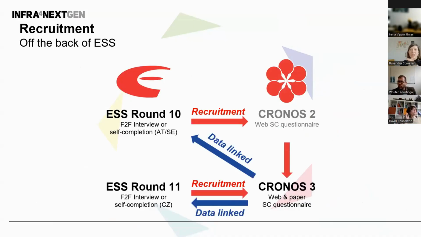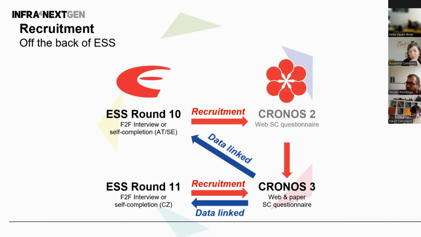So here's how the panelists are recruited. So basically, on the back of the ESS round 10, which was a face-to-face or self-completion round because of the pandemic, we recruited the panelists for Kronos 2. And then 2 years later, when we collected the data on ESS round 11, we recruited more panelists. And so we moved the ones from Kronos 2 to Kronos 3 and recruited more panelists from ESS 11.